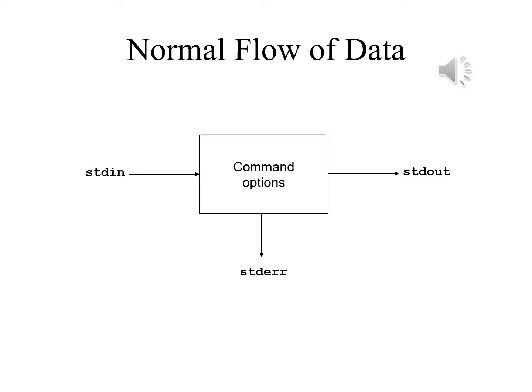What you are looking at is how data normally flows through programs. Standard input is read in by the programs, and eventually there will be output, usually going out through standard output. There is always the possibility of error messages. These will go out through standard error, so it can be redirected separately from standard output.